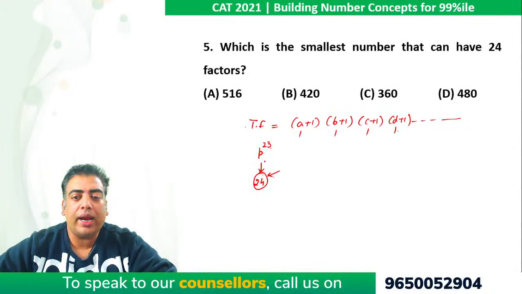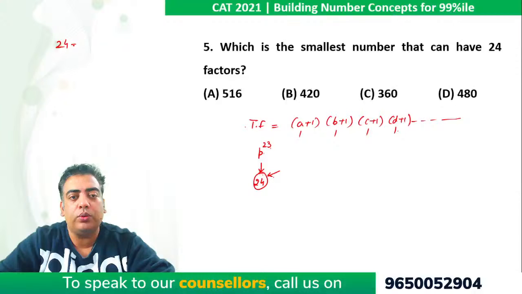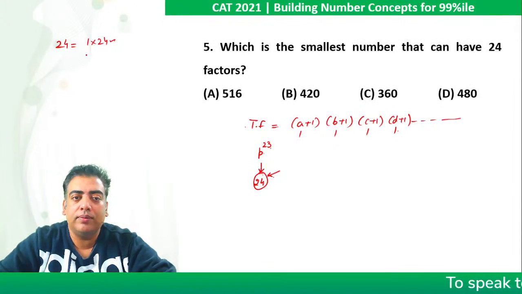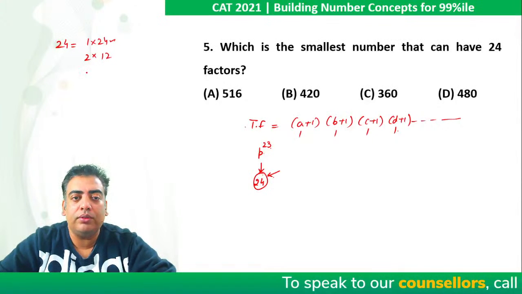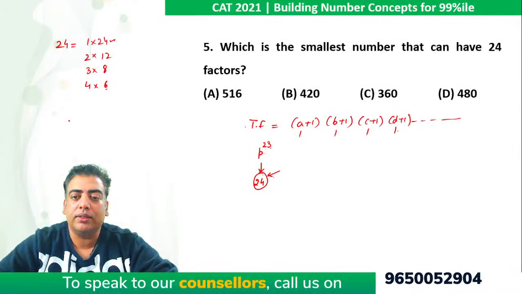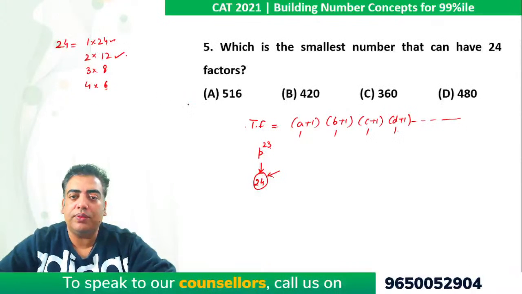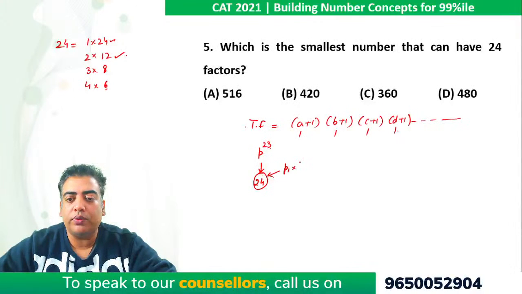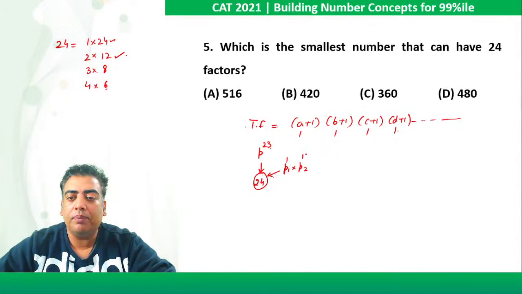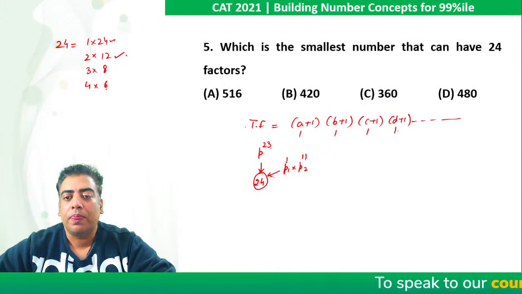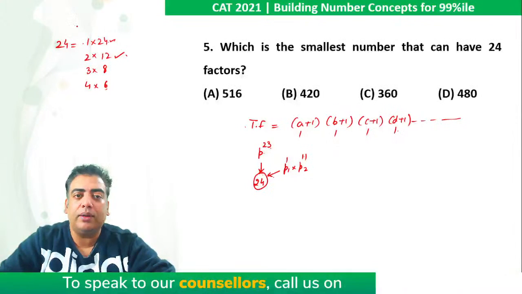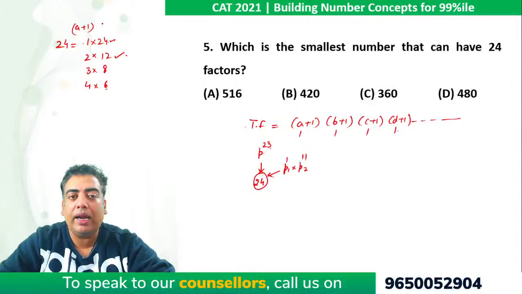Or we need to write 24 as a product of two numbers. So 1 into 24 we have already considered. It can be 2 into 12, or 3 into 8, or 4 into 6. Which means using this we can say it can be a product of two prime numbers wherein the power of one of the prime numbers is 1 and the power of the other prime number is 11, because 2 into 12 becomes 24. Please keep in mind they represent the values of a plus 1 and b plus 1.